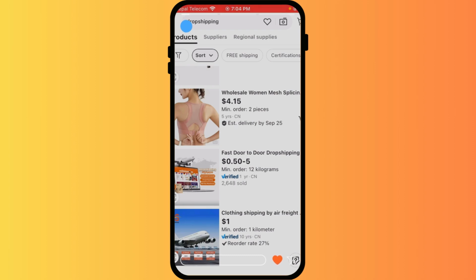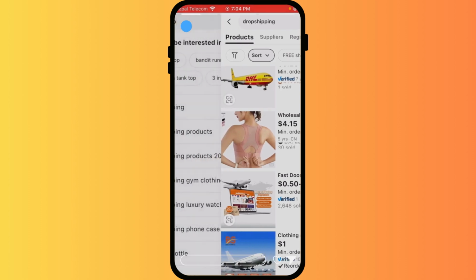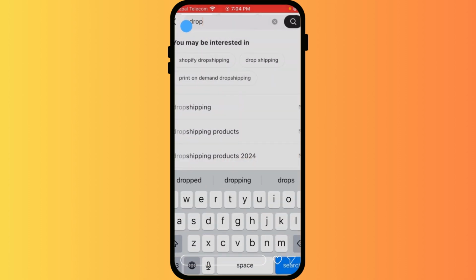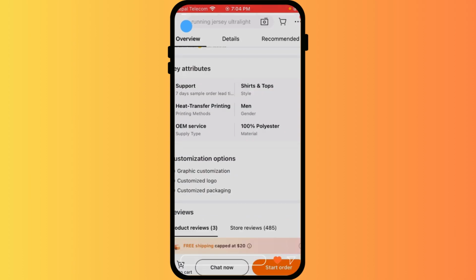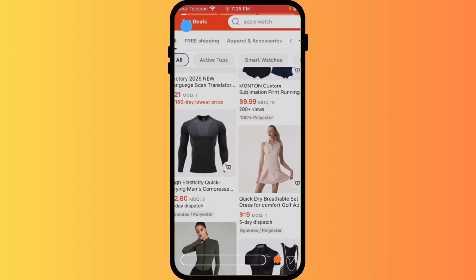Keep in mind that samples are often more expensive than the actual product. This is because they have to be made and shipped in small quantities. You can even try to negotiate with the supplier to get a lower price, but don't expect it to be a big discount.